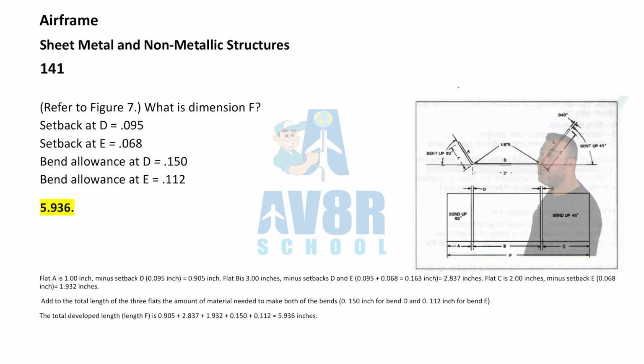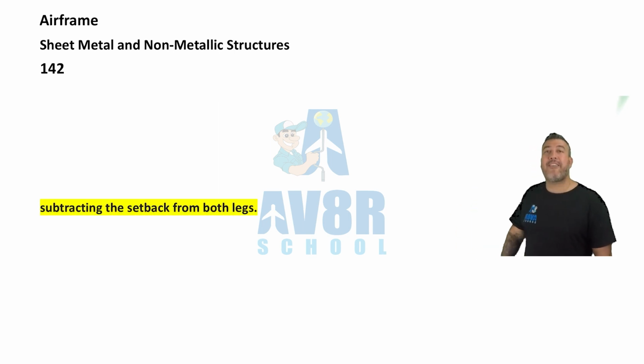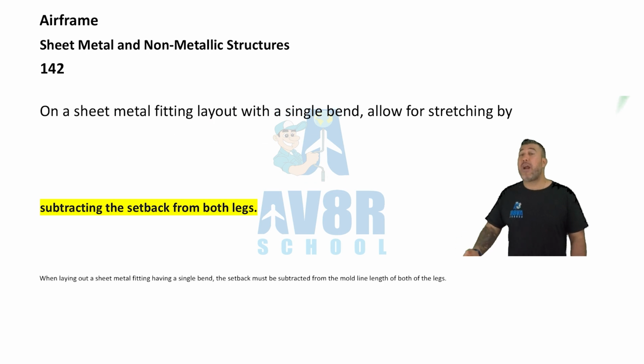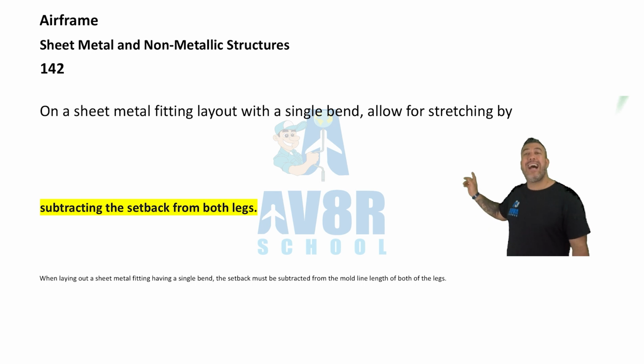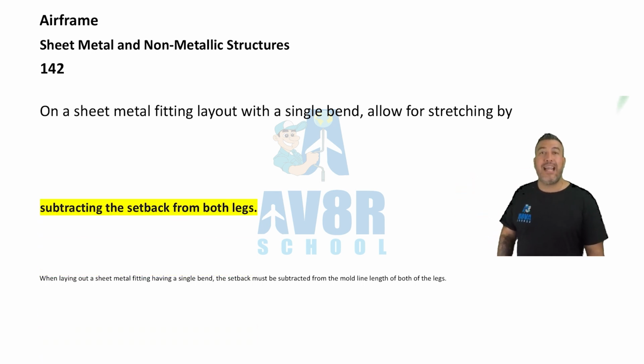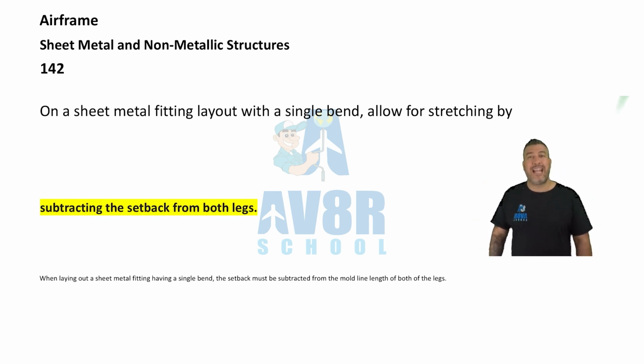Number 142. Subtracting the setback from both legs. On a sheet metal fitting layout with one single bend, allow for stretching by subtracting the setback from both legs.